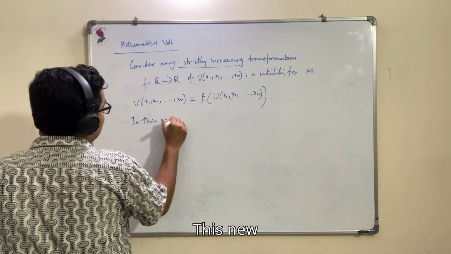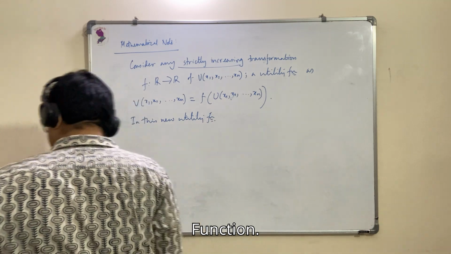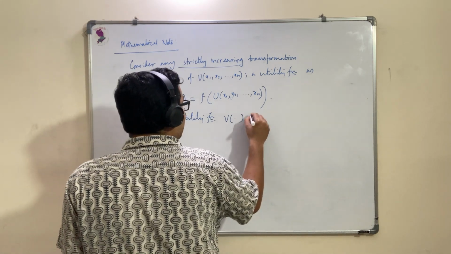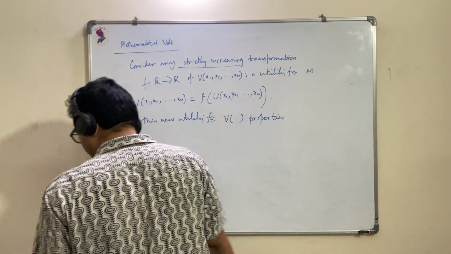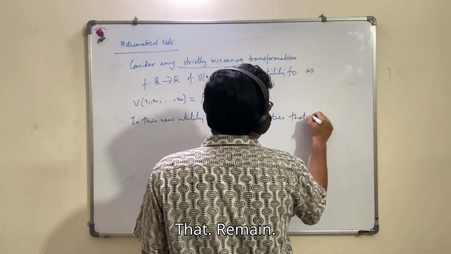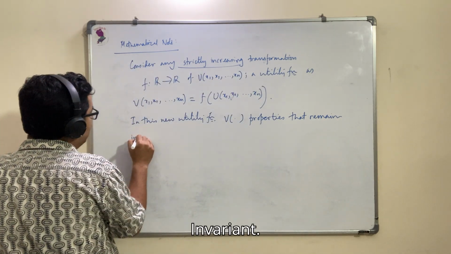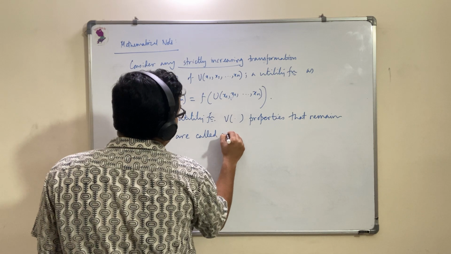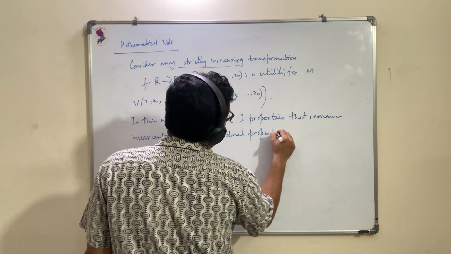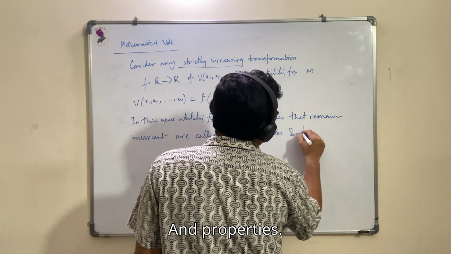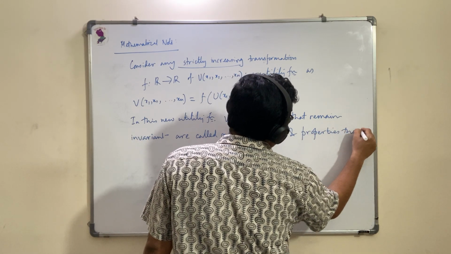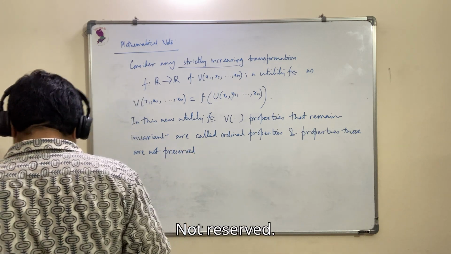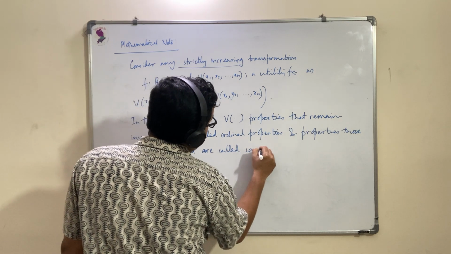In this new utility function V, properties that remain invariant are called ordinal properties, and properties that are not preserved are called cardinal properties.